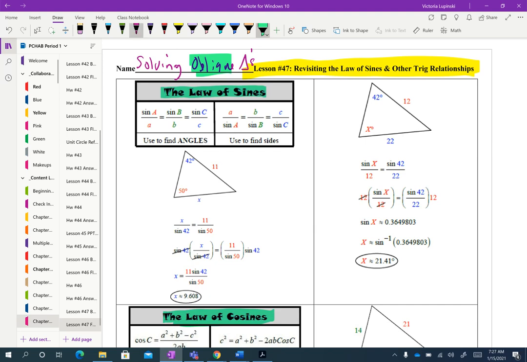The main thing I want to remind you of before we start is that you need to be back in degree mode in your calculator. So you might want to double check that depending on where you were after last night's homework. You're going to want to make sure that you're in degree mode.